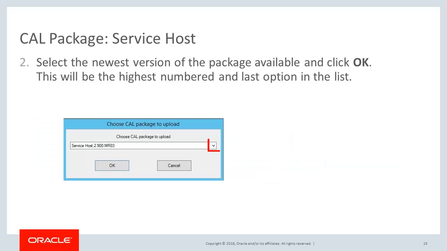From the drop-down, select the latest version of the service host package to install. In this example, service host 2.9.00 MR03 has been selected. Click the OK button after your selection.